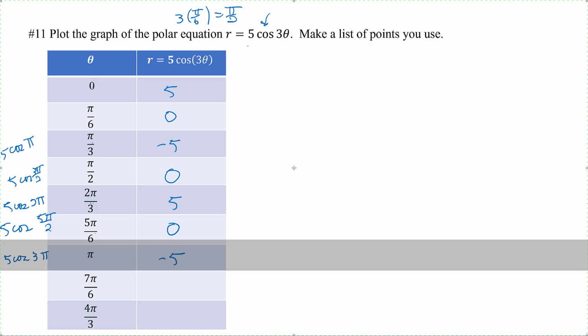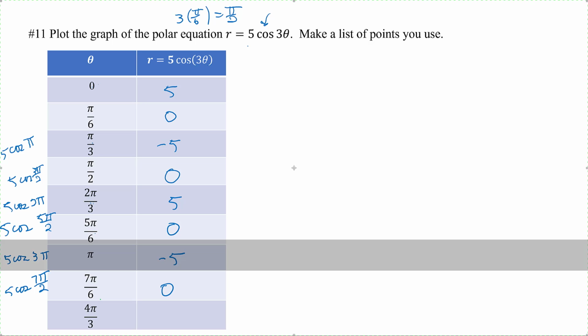At 7 pi over 6, we're going to have 5 times the cosine of 7 pi halves. If we take 3 times 7 pi over 6, that takes us around the unit circle 2 times plus an additional, well, let's see, what have we got? 4 pi halves. We'd go around once and then again 3 pi over 2. The cosine of 3 pi halves is 0. 5 times 0 is 0.